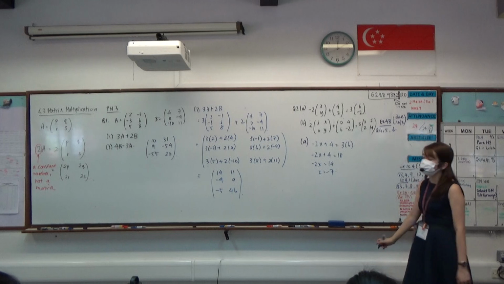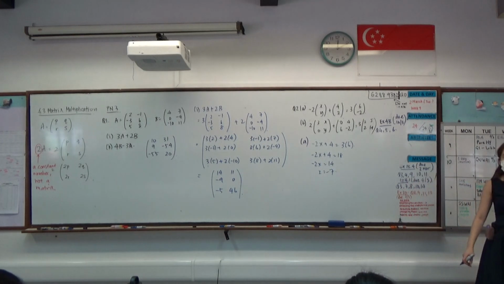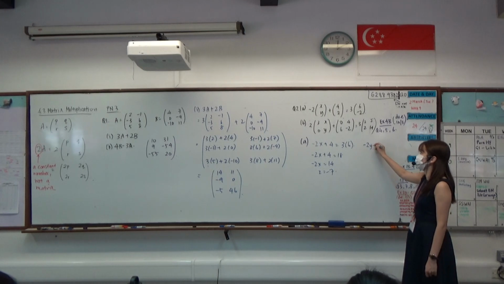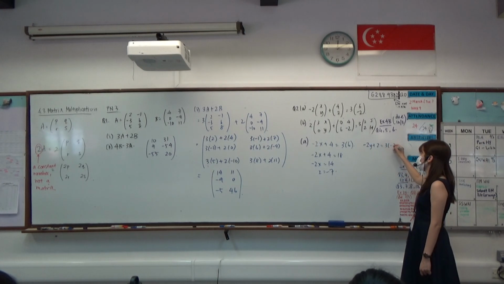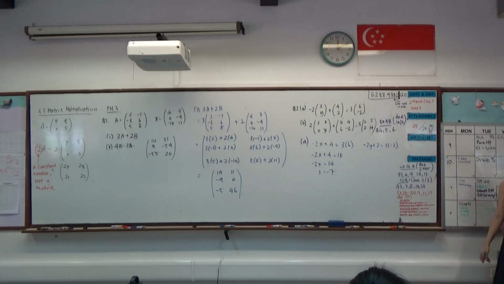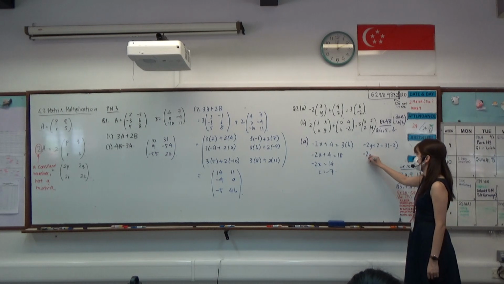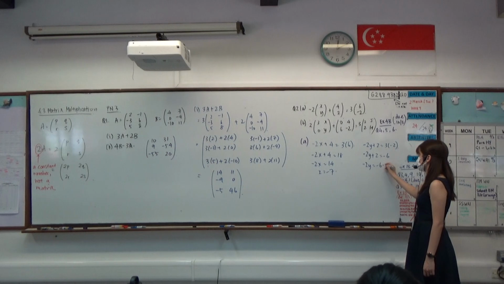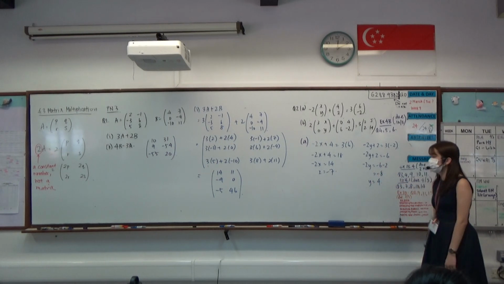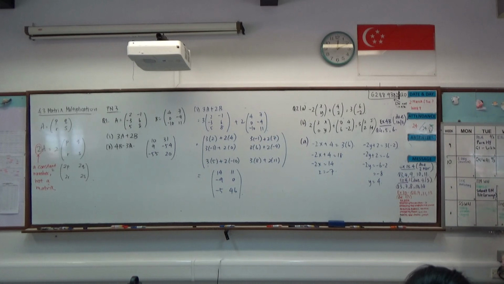That is negative 7. Do the same way for finding y. We get another equation, negative 2y plus 2 is equals to 3 times negative 2. So y is equals to 4.